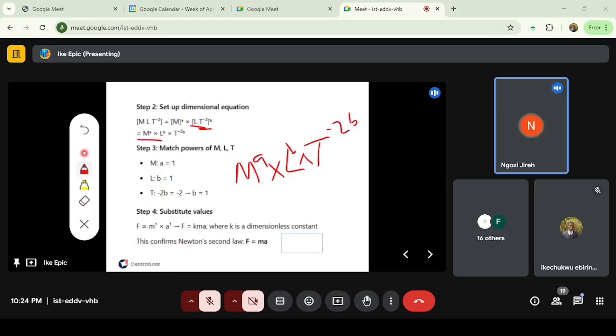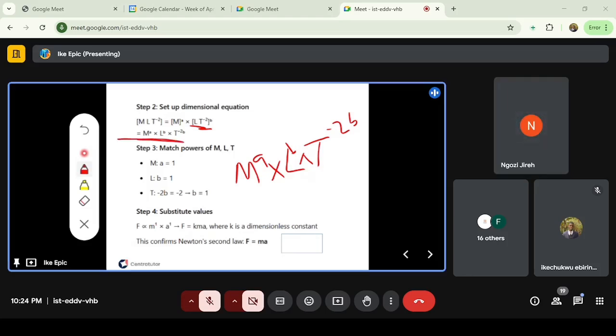So that's what we have as this expression here. With that expression now, we would then compare the right hand side with the left hand side by matching their powers. So what we have here on our right hand side is this up here. The power of m is a.